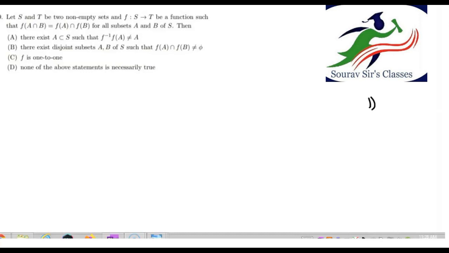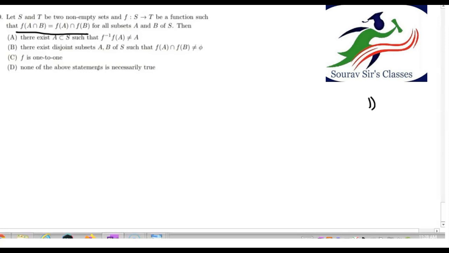Let S and T be two non-empty sets and f: S → T be a function such that f(A ∩ B) is equal to f(A) ∩ f(B) for all subsets A, B of S. Then we have to find the correct option. The first option says that there exists a subset A of S such that f inverse of f(A) is not equal to A.